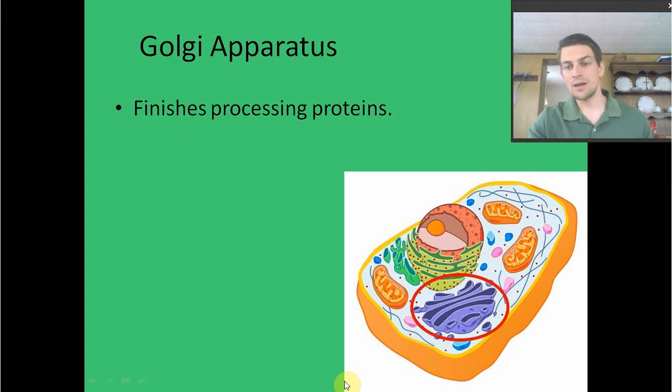The Golgi apparatus actually finishes processing protein. So this is all kind of like one big production line, like a factory almost. The ribosomes will do a lot of the work, and then sometimes the endoplasmic reticulum and the Golgi apparatus will also be part of the assembly line as well.